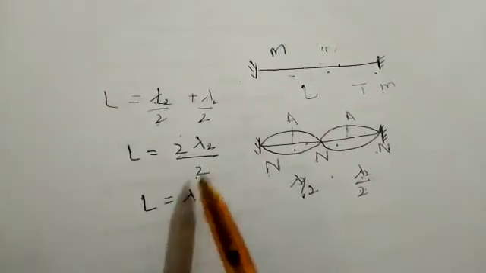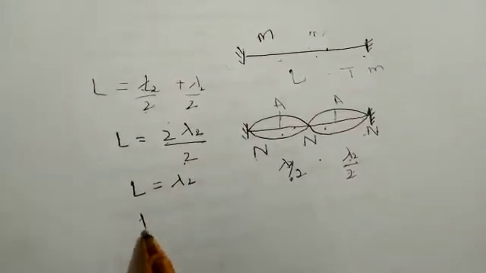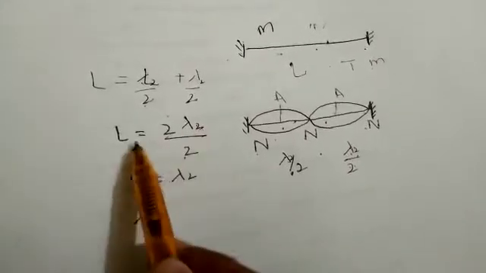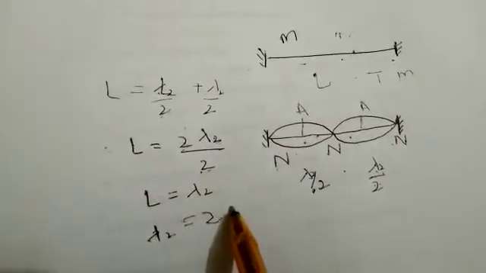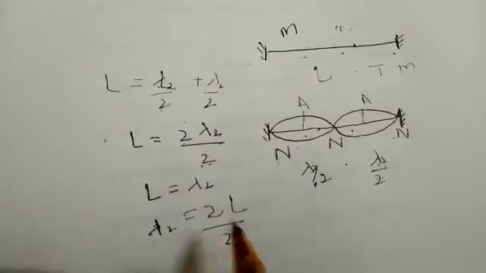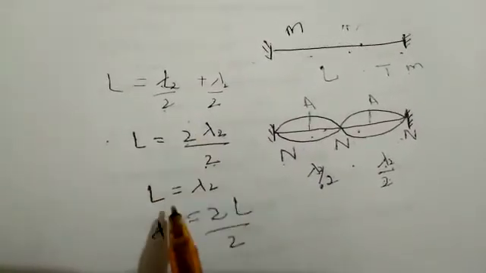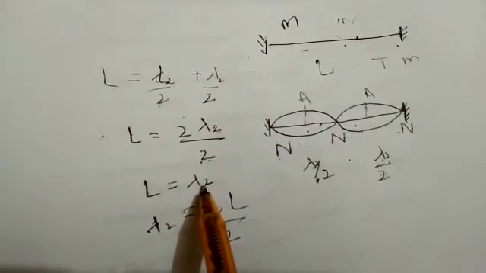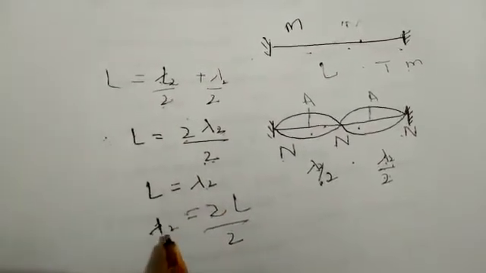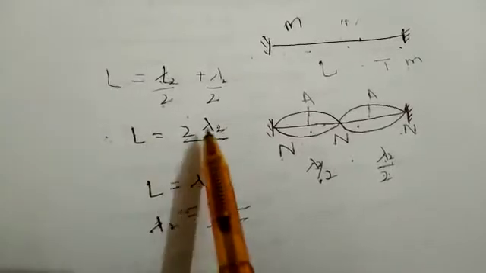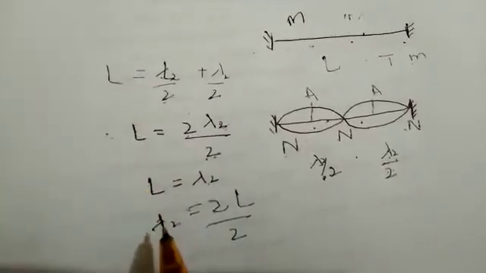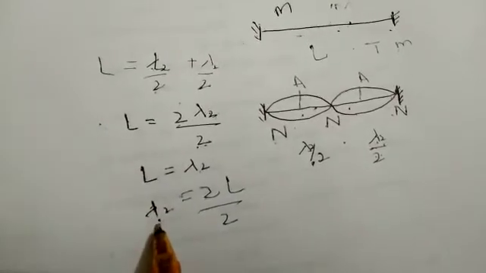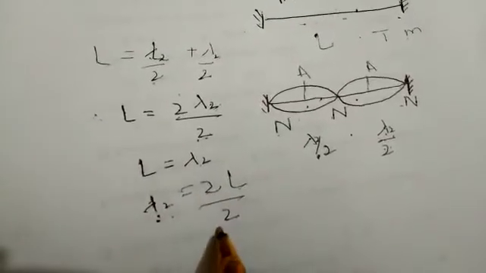So if we write the expression of the wavelength, we can write that lambda 2 is equal to 2L divided by 2, or this 2 is cancelled with this one. We have the second wavelength lambda 2 equal to L, or lambda 2 is equal to 2L divided by 2. So we have the expression for the second wavelength that lambda 2 is equal to 2L by 2.